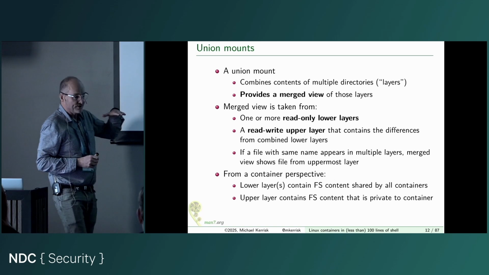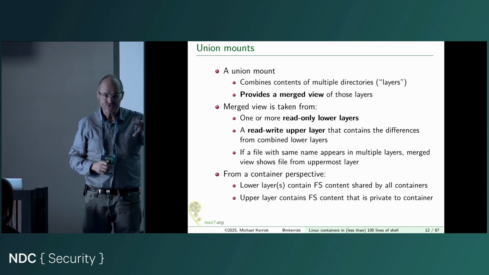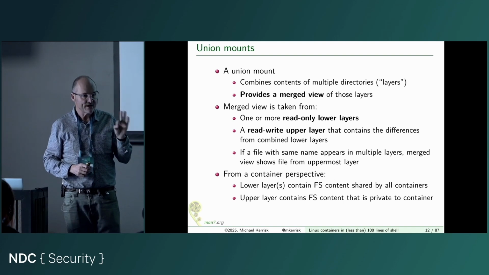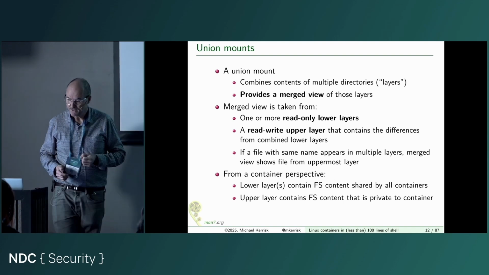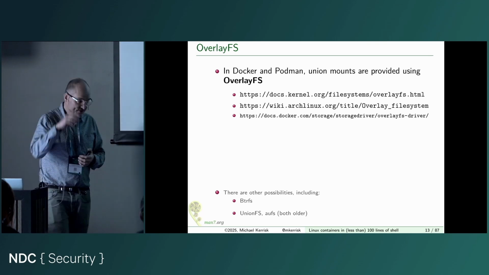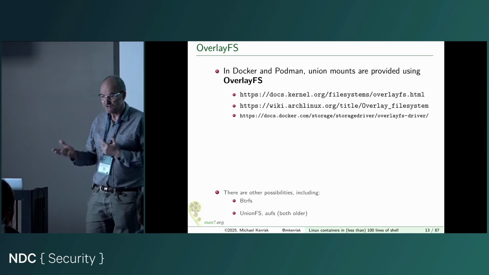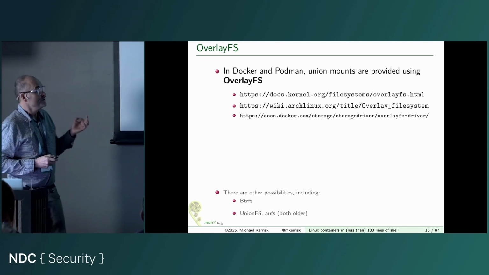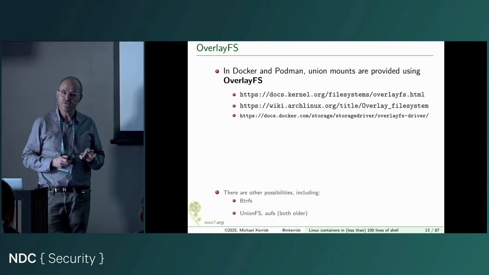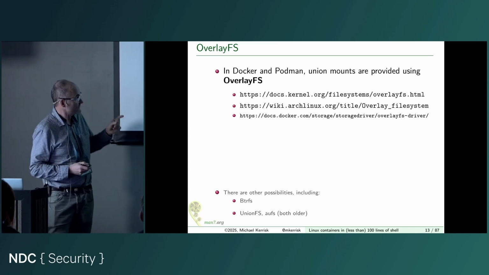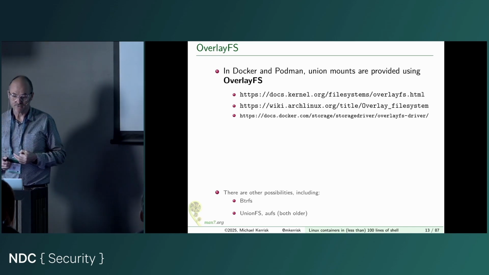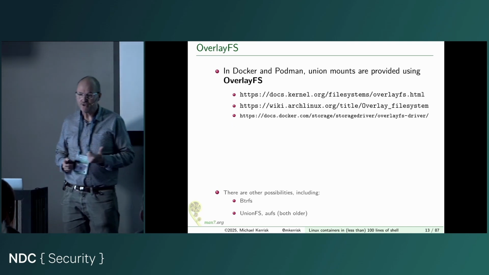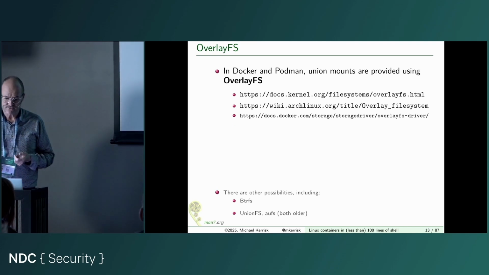The idea then is, the lower layer is content common to all the containers. The upper layer is the stuff that is private to individual containers. There are a few different ways of doing this. The modern way, used by Docker and Podman and a few other tools, is to use a union mount file system called OverlayFS. There are other ways. I've listed a few other techniques at the bottom of the slide, including some predecessors of OverlayFS, UnionFS and AUFS.